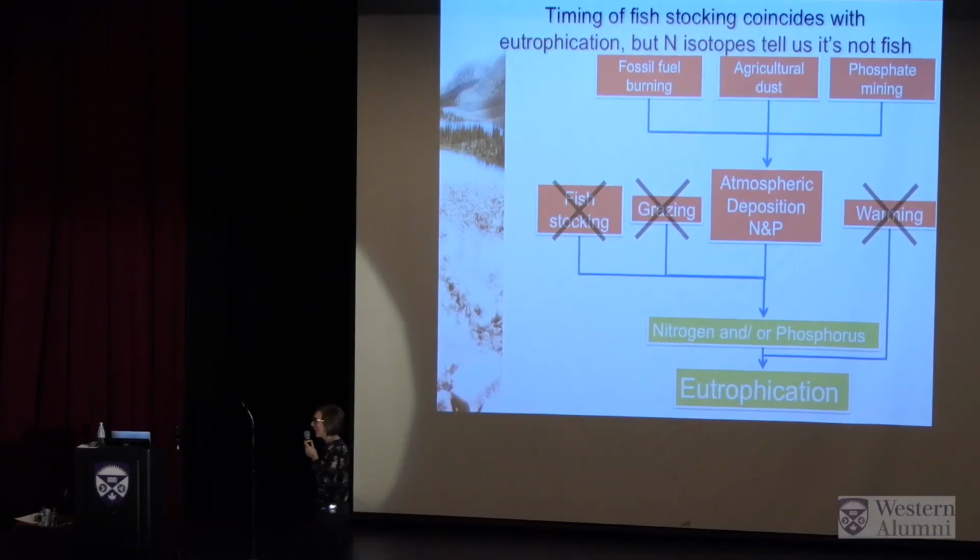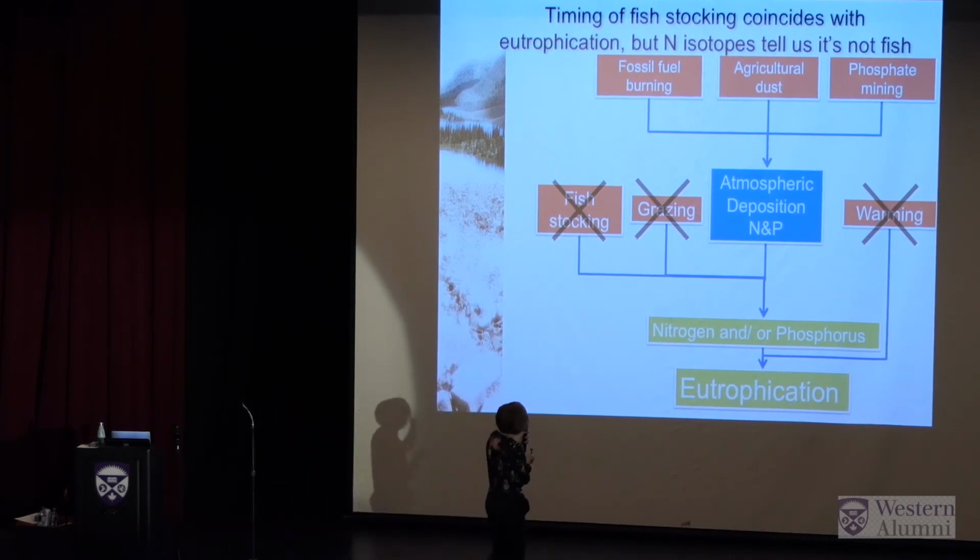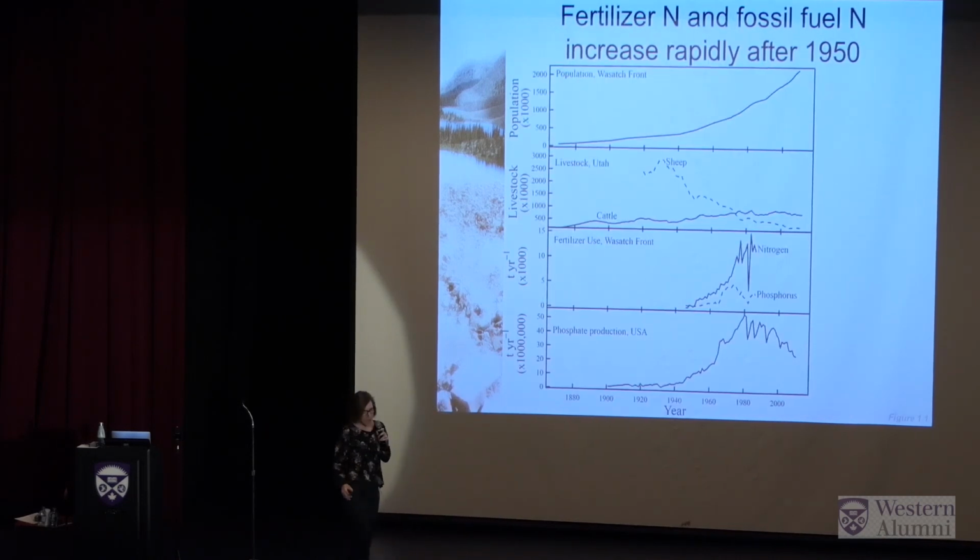My dad's a mystery novel writer, but I am not, so I just left the one that is the culprit to the end. Maybe you got ahead of me on that one, but let's look at the evidence for atmospheric deposition of nitrogen and phosphorus. So what's happening over time that we can compare to these records? Well, let's look at nitrogen.